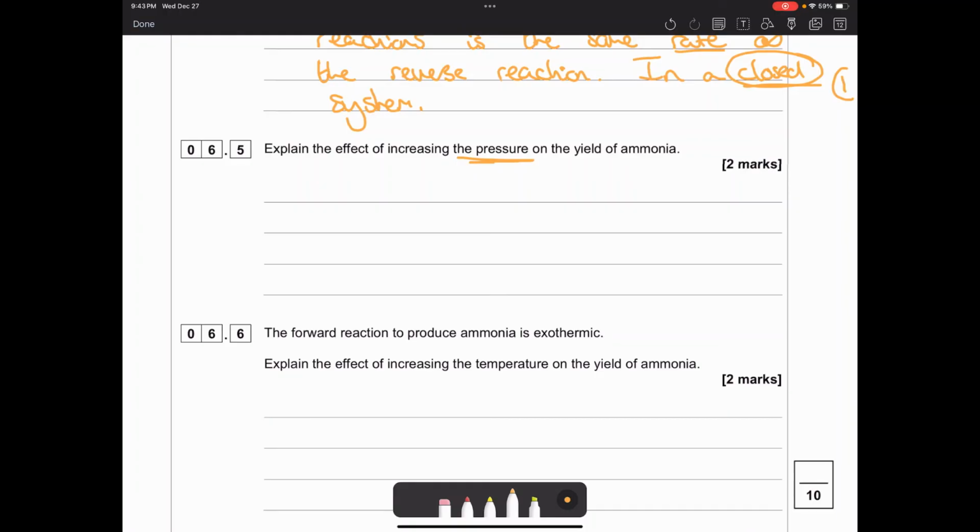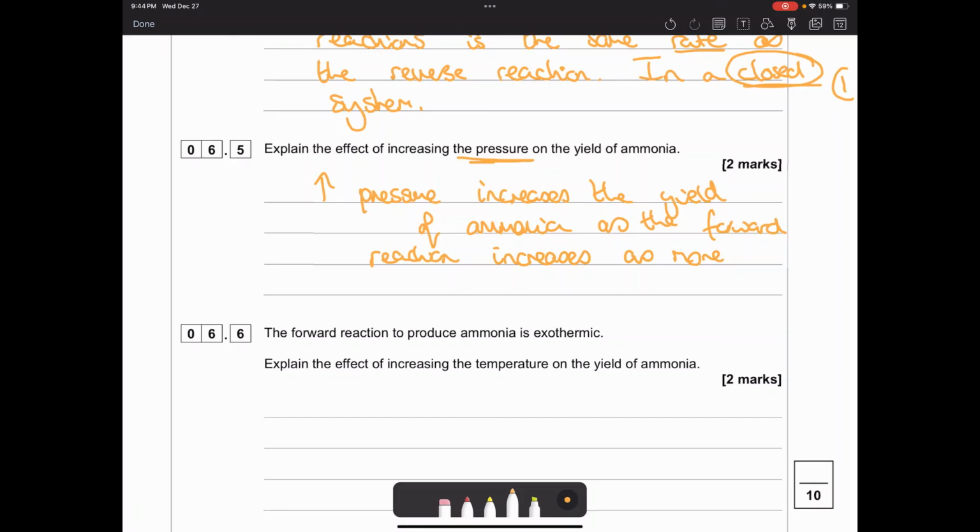Okay, so what I would then say is, explain the effect of increasing the pressure on the yield of ammonia. Increasing pressure increases the yield of ammonia as the forward reaction increases as more particles, as more moles are on the left-hand side compared to the right. Okay, so I'm saying the yield will increase because the forward reaction is going to increase because we're going from the 4 to 2. Okay, so the forward reaction would increase.